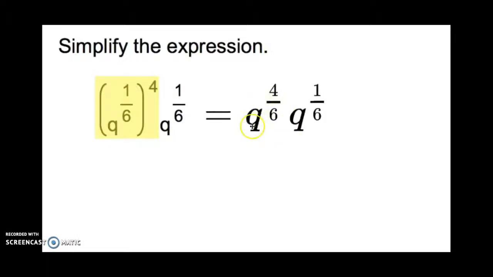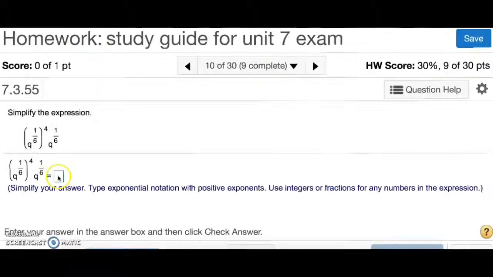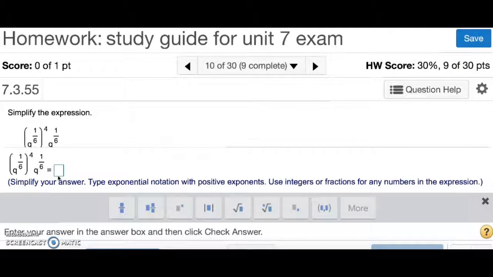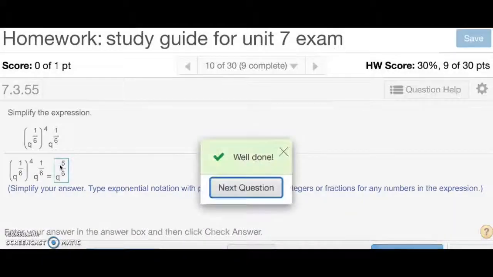Now at this point, these are being multiplied, so I have to add the exponents. Denominators are the same, so I just add the numerators. 4 plus 1 is 5, so I'll have q to the 5/6 as my answer. So typing in, I have q to the 5/6. And that's number 10.